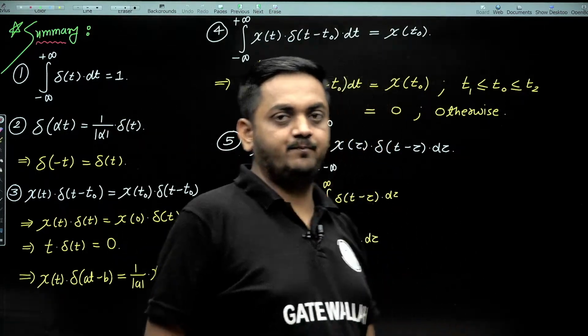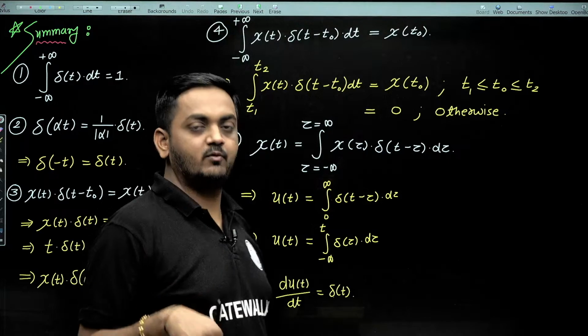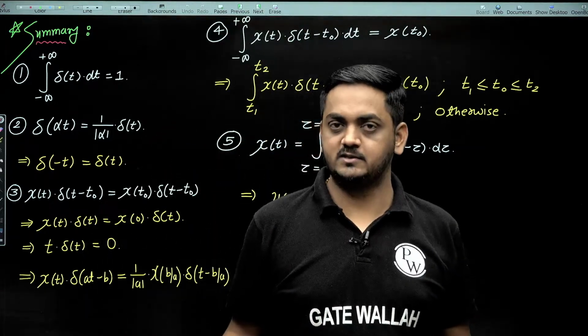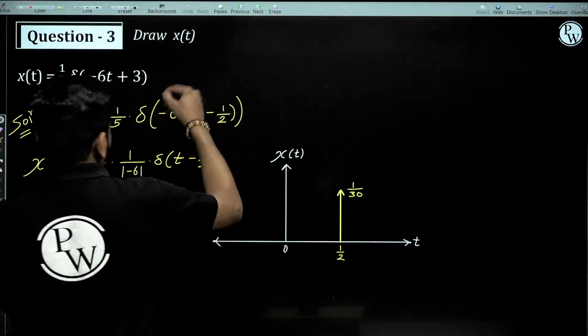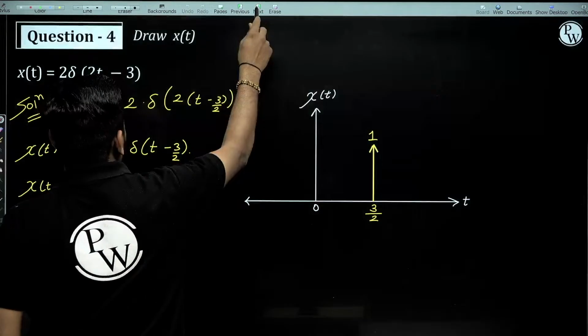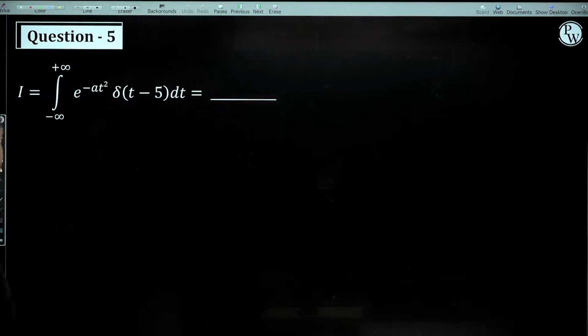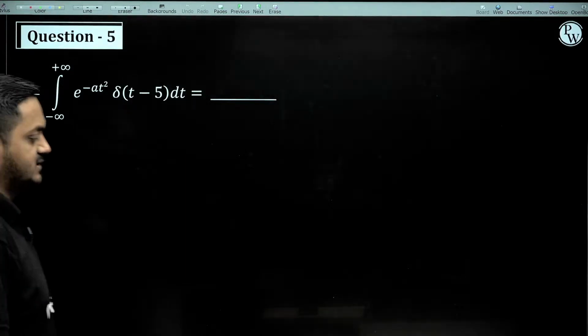First you have to apply the scaling property, then you have to apply the remaining properties. So let us start with the very first question. This we have already done. Now question number 5, guys. What are they asking? What is the value of this integral?